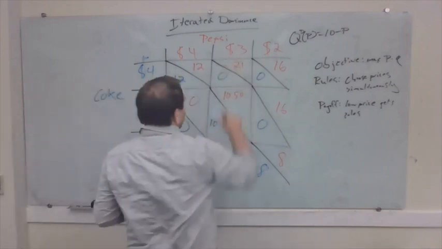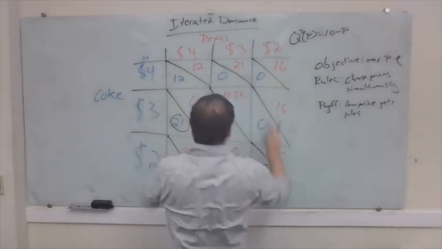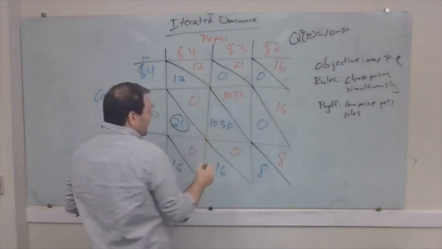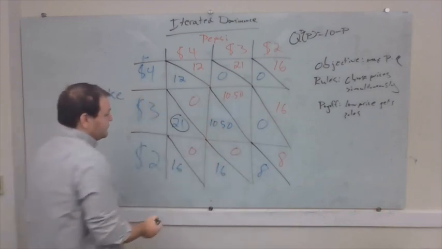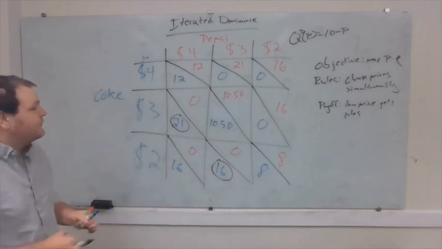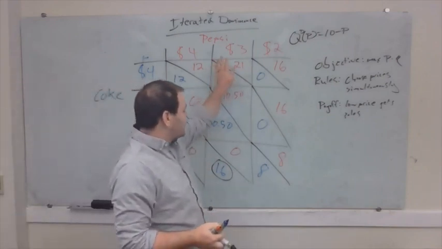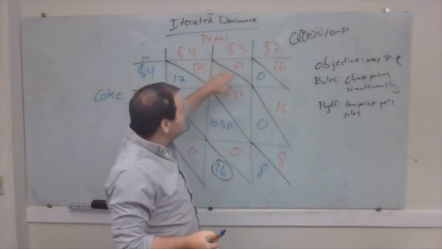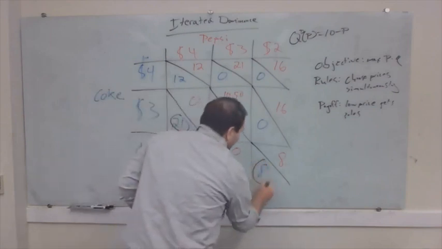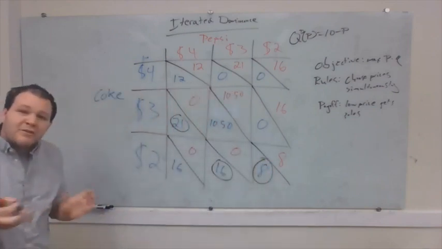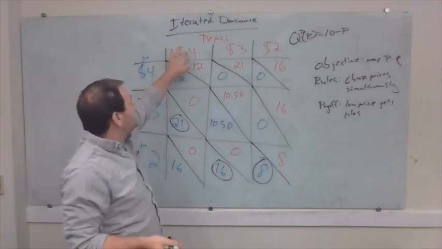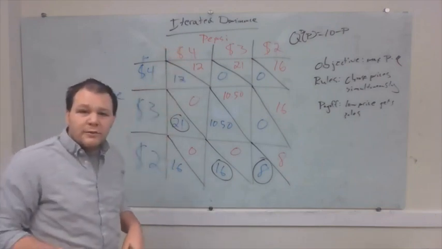What about if they knew that Pepsi was charging $3? So they could ignore these. In this case, they would decide, do I want to make nothing, $10.50, or 16? Well, clearly they're going to want to make $16 by charging a price of 2. And if they knew that Pepsi was charging a price of $2, their choices would be, do I make nothing, nothing, or 8? Clearly their best choice is going to be $8. So their best response is going to depend on Pepsi's decision. They charge 3 if they knew Pepsi would charge 4, otherwise they'll charge 2.